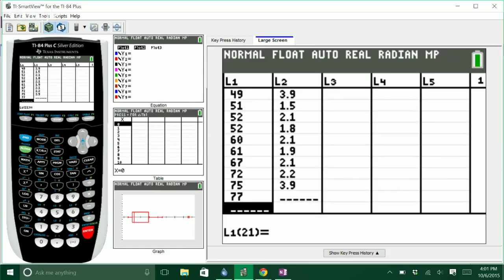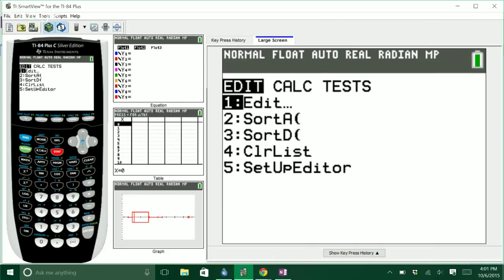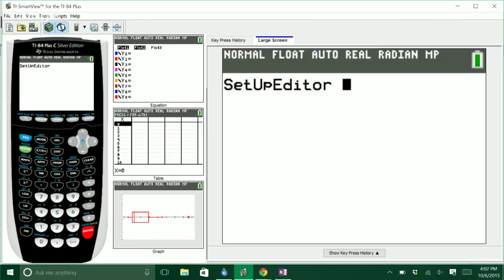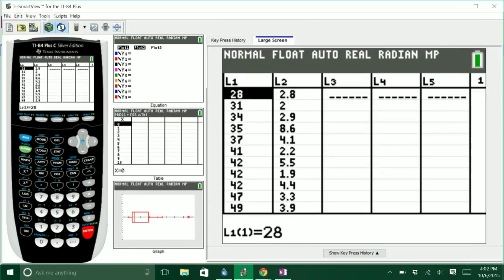I accidentally deleted list 3. How do you get it back? From the home screen. Actually, let me do this with you. From the home screen, whenever you need to get the list back in order, you just hit Stat, go to Setup List Editor number 5. Push Enter, and then Enter again. And that puts all the lists back in, if you accidentally delete a list.